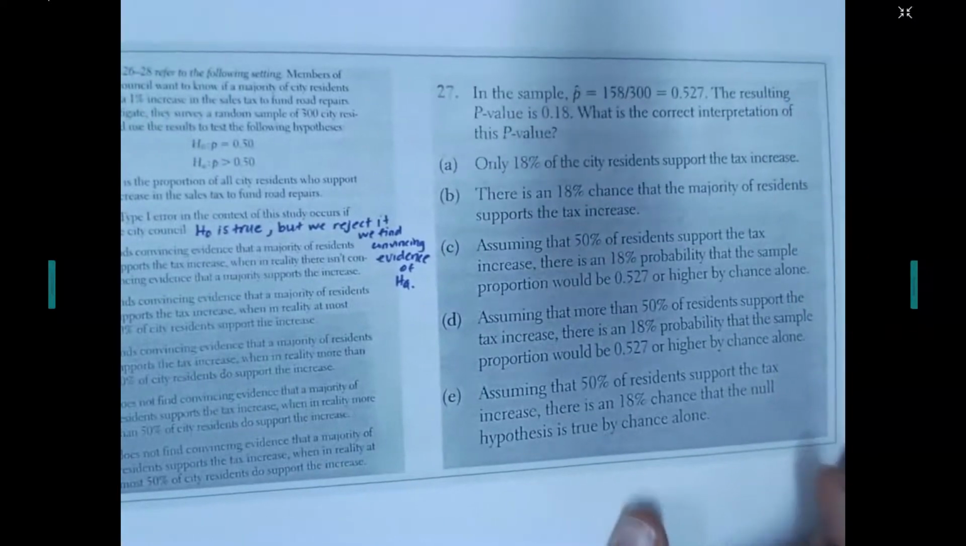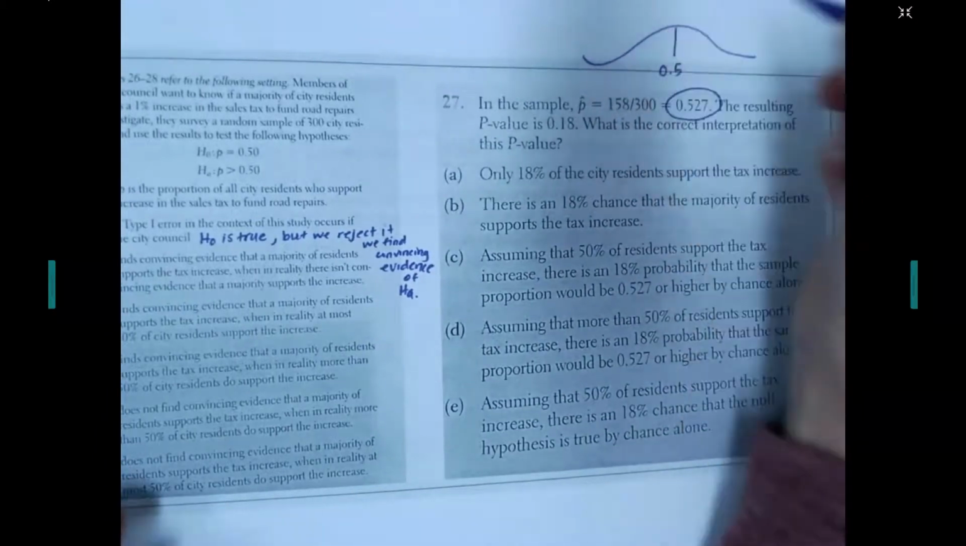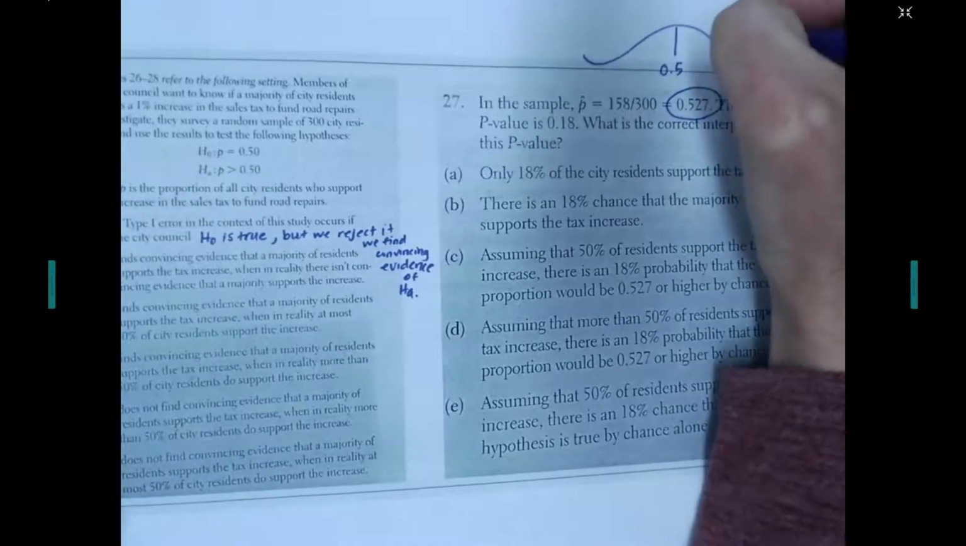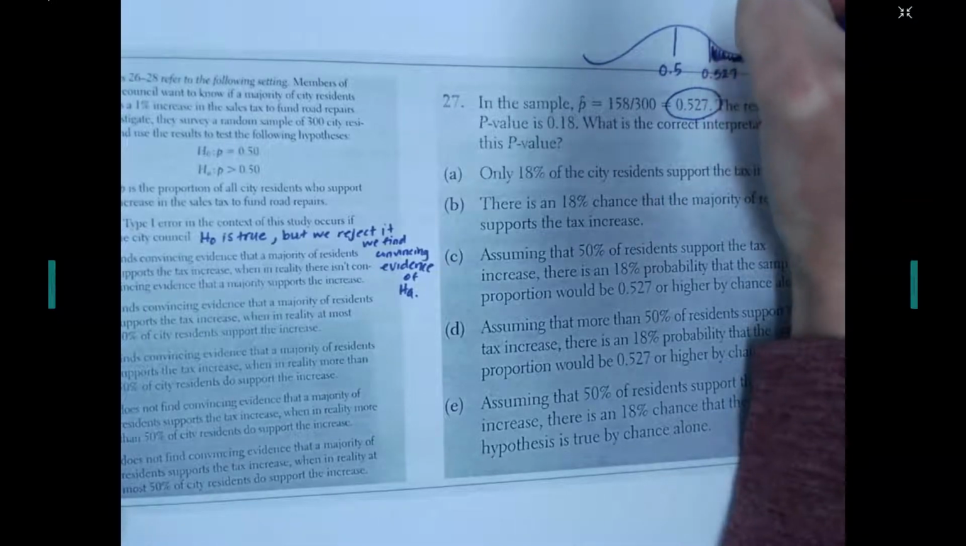All right, number 27 says, in a sample, p hat is 158 divided by 300, or 0.527. The resulting p-value is 0.18. What's the correct interpretation of this p-value? Okay, remember, the correct interpretation of the p-value is the probability of getting something this extreme or more. So what we're assuming is the truth is the claim. And then the claim was 0.5, right? Okay, well, we got a value out here. That p-value is this area right here.